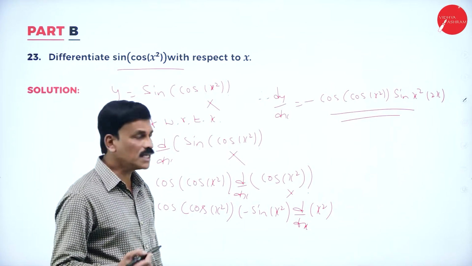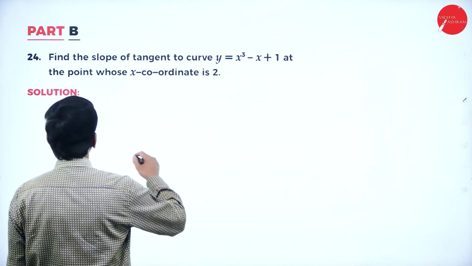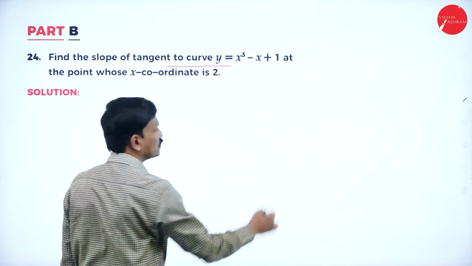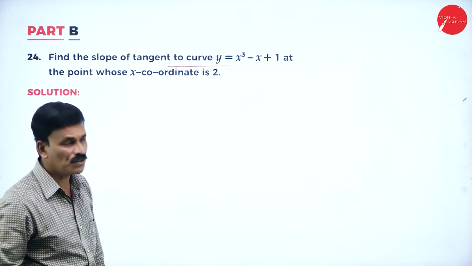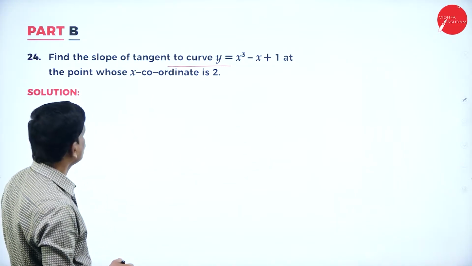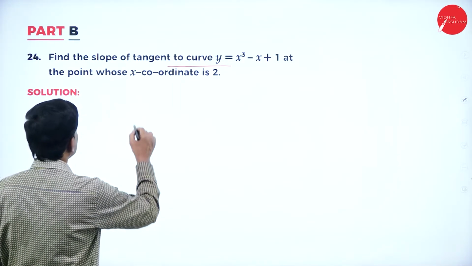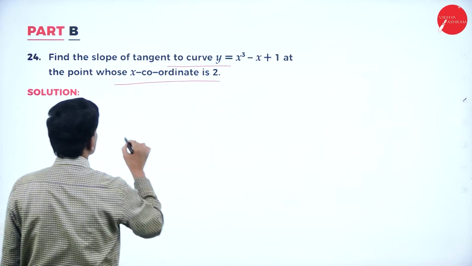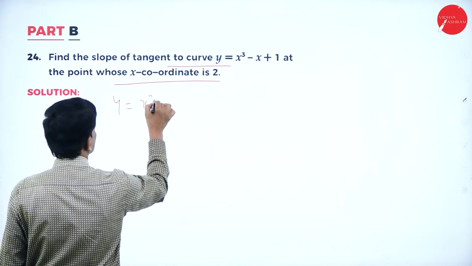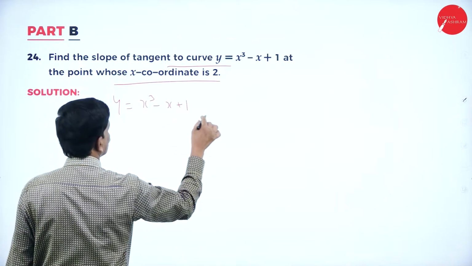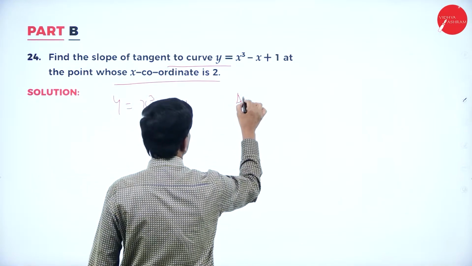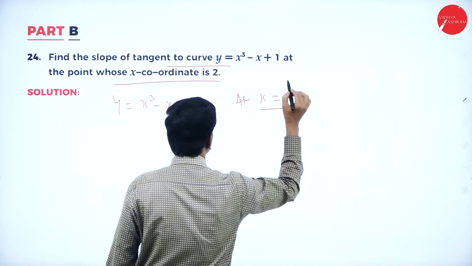Now, let us come to the next problem. This is: find the slope of tangent to the curve. This is again from application of derivatives. Find the slope of tangent to the curve y is equal to x cube minus x plus 1 at the point whose x coordinate is 2. Now, what is given? y is equal to x cube minus x plus 1 at x is equal to 2.